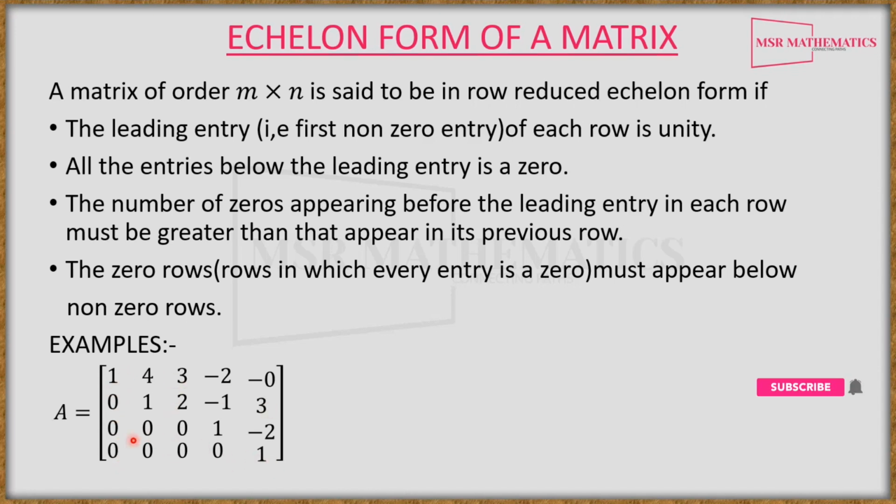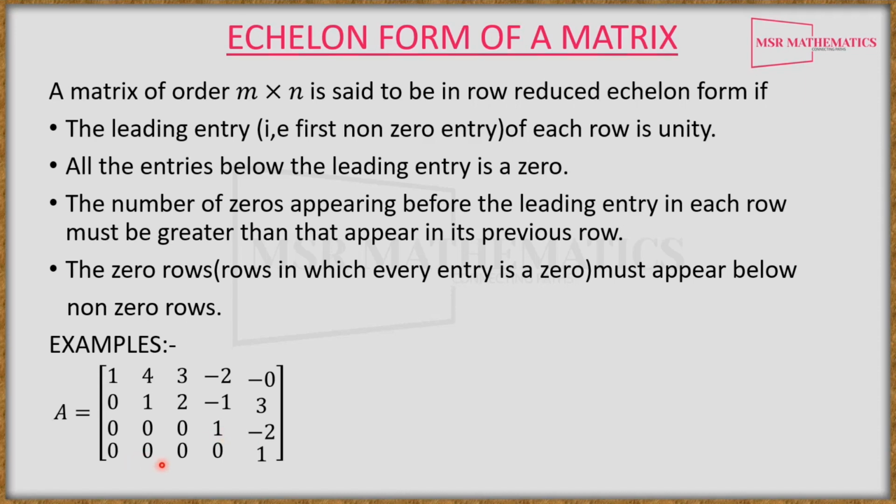So, this is a row reduced echelon form matrix because the first condition is that the leading entry of each row is unity. Here in the first row the leading entry is 1, that is unity. In the second row, here 0 is not considered. Here the first non-zero entry is 1. Here also 0, here also 0, here also 0. The first non-zero entry in this row is 1.